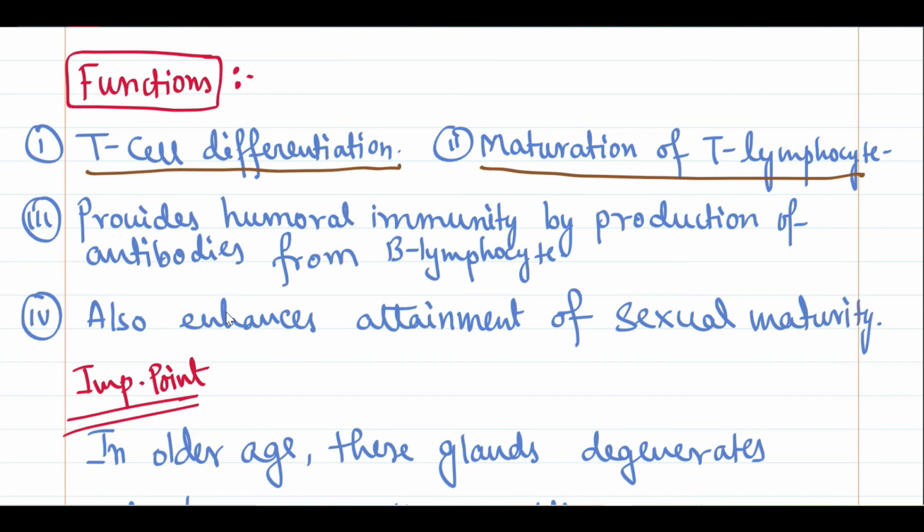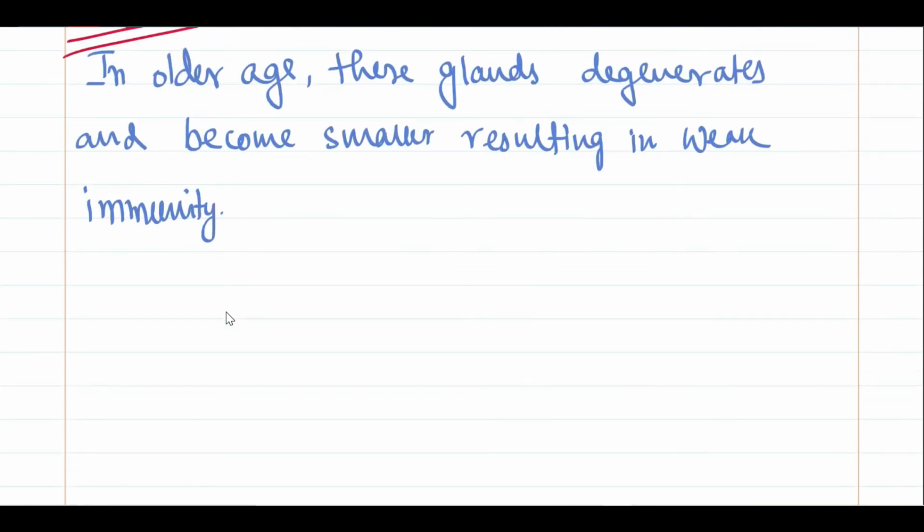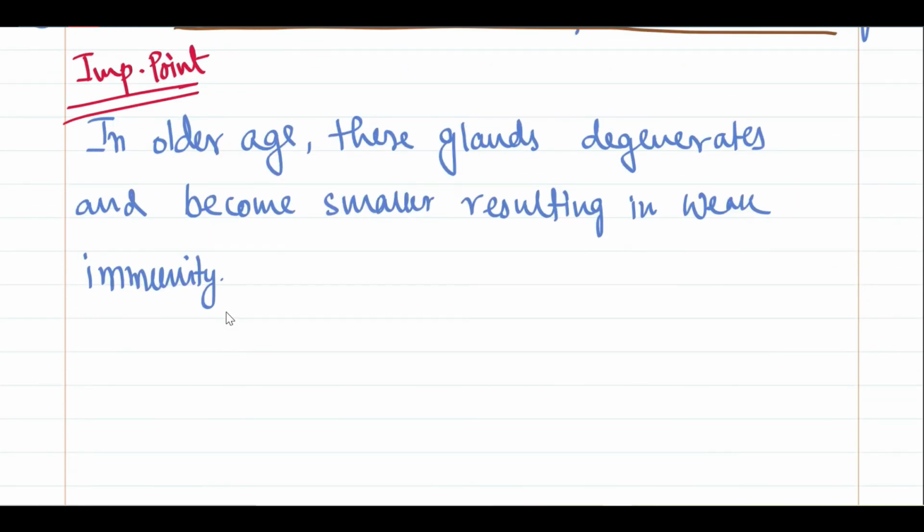Coming to the third point, it is written that it provides humoral immunity by production of antibodies from B lymphocytes. So when a stimulus comes, the secretion of thymosin occurs, and as a result there is production of antibodies from B lymphocytes. It also enhances attainment of sexual maturity. An important point here is that, as we have already seen, most of the functions of thymosin are related to immunity.